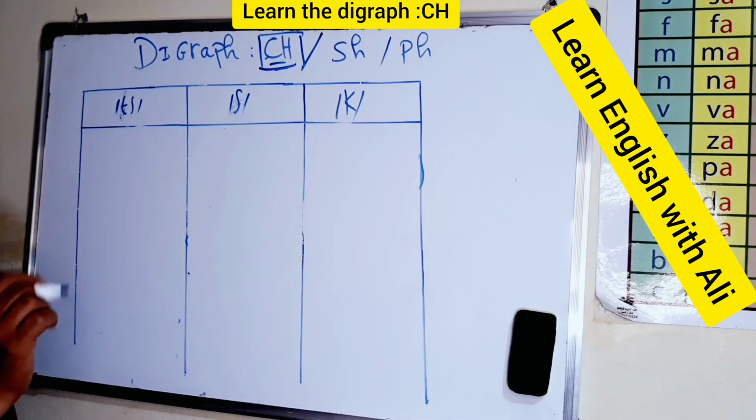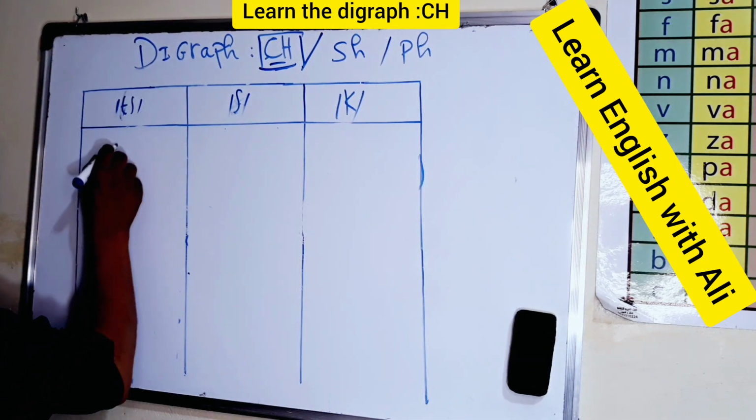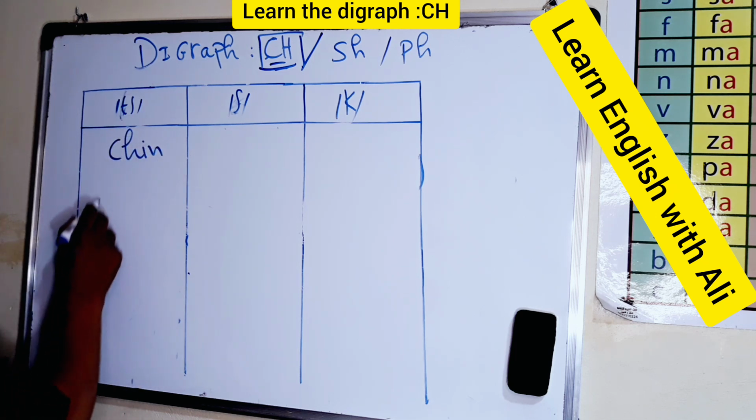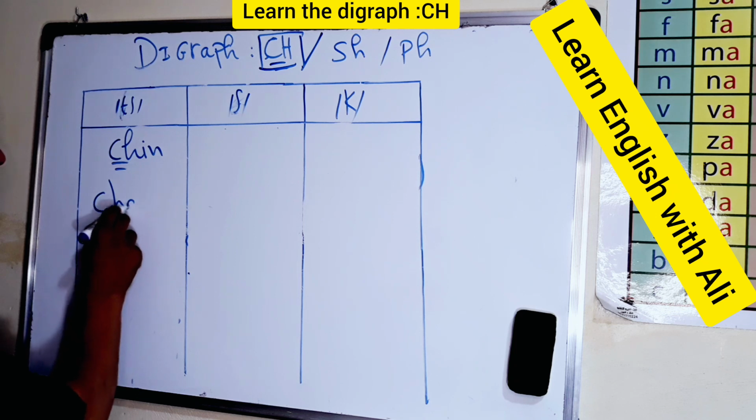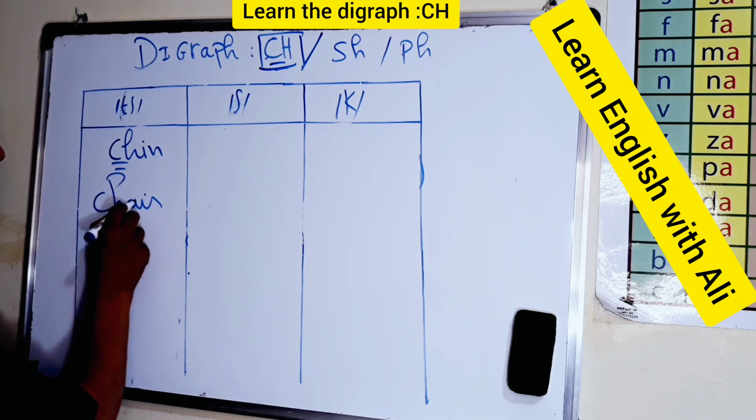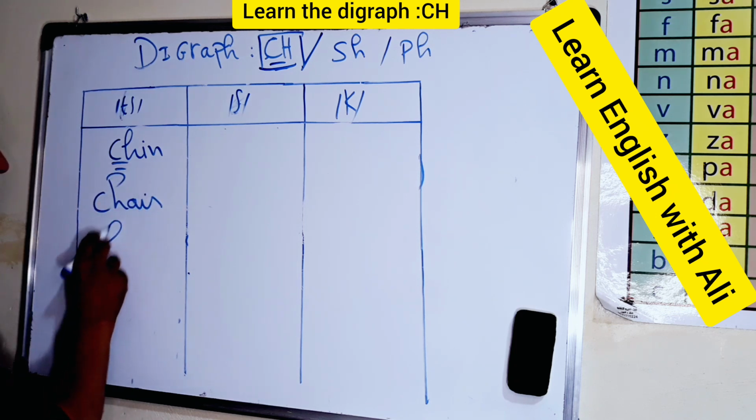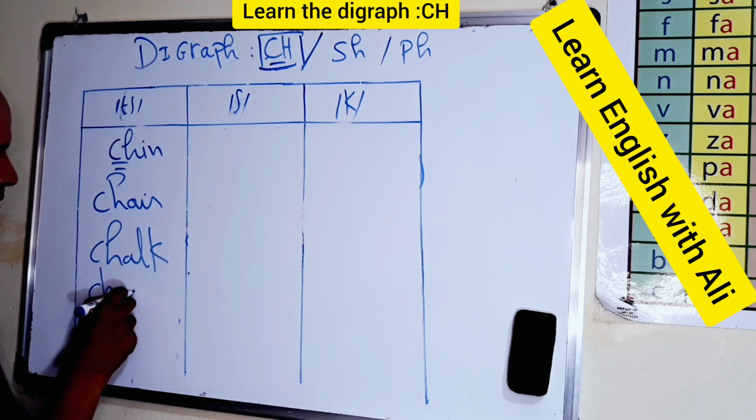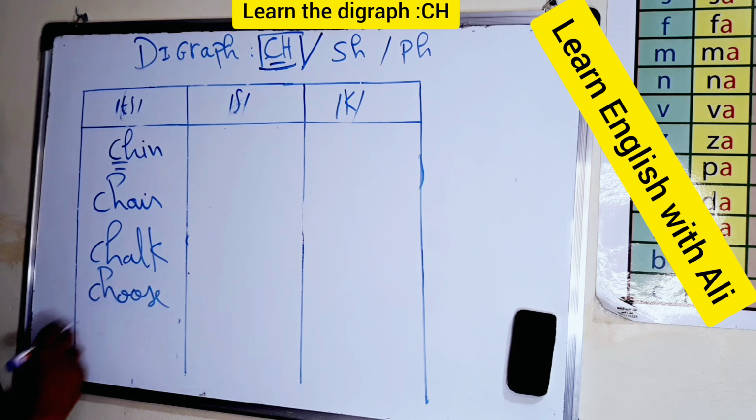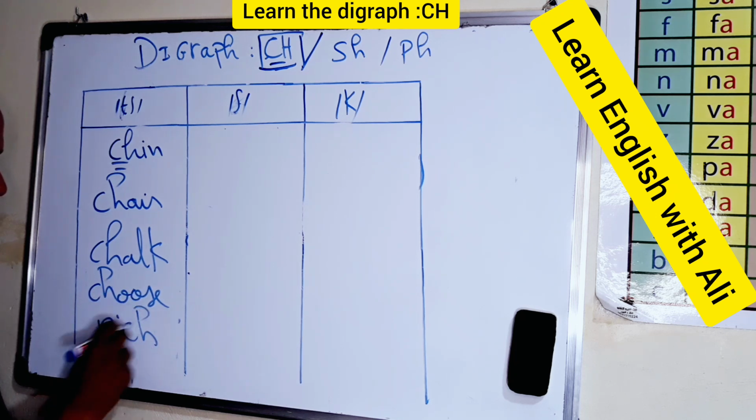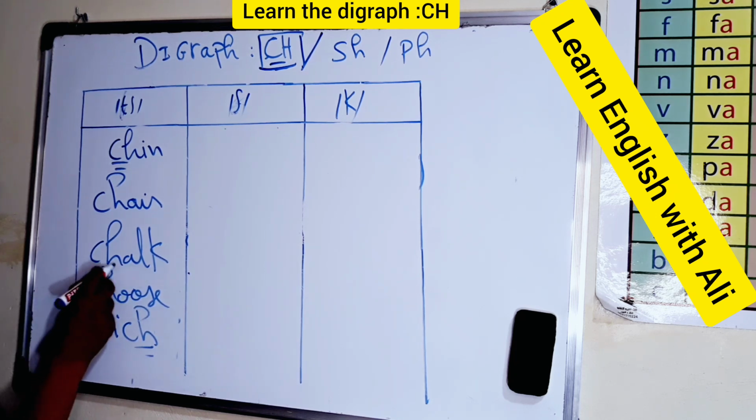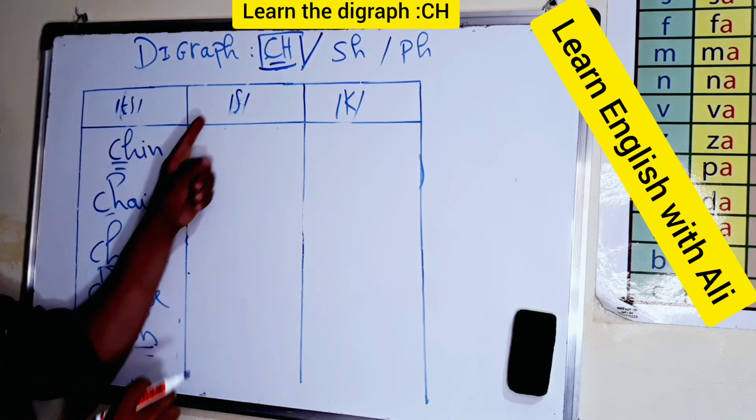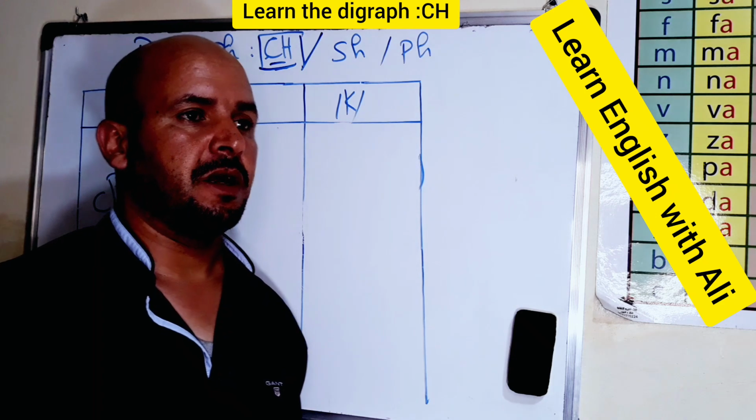Check, like chin, chair, chalk, choose, rich. Let's move on to the sound sh, sh.